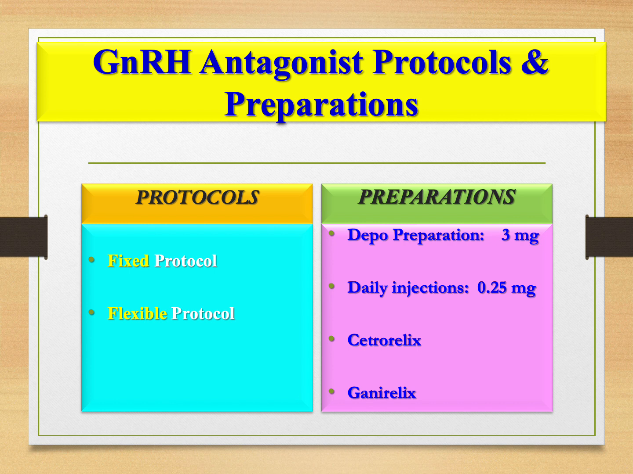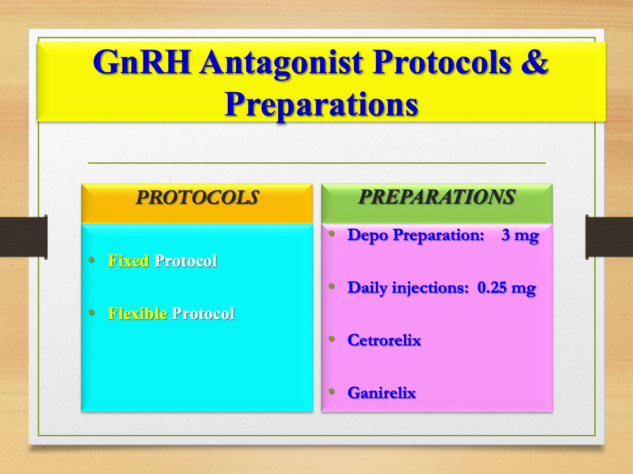It depends on the size of the follicle. Once the leading follicle has reached more than 14 mm, the GnRH antagonist is started. So there is no difference in pregnancy rates based on the fixed or the flexible protocol, and both are equally recommended. So what are the preparations which are available?